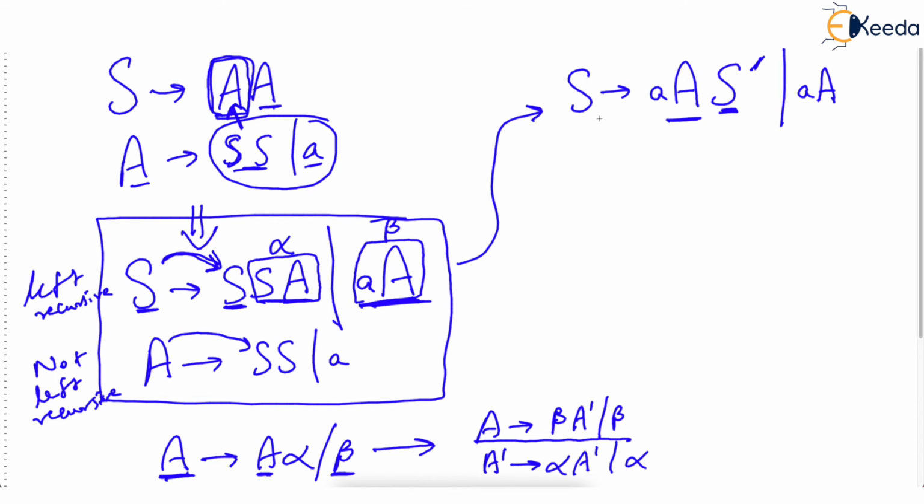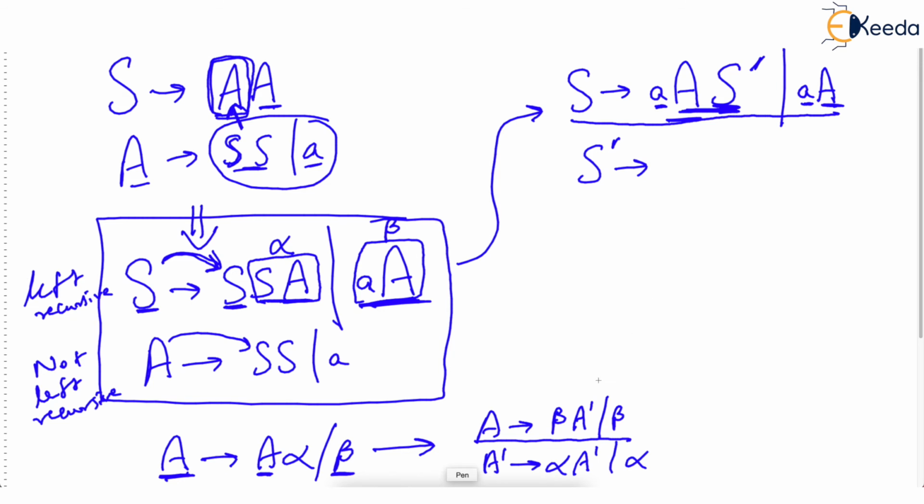Have you found out that this production is in GNF? Single terminal followed by list of non-terminals. Please try to understand, when we removed left recursion, we ultimately got GNF. Okay, but what next? We have to write production S dash. See, this S dash is the new non-terminal.